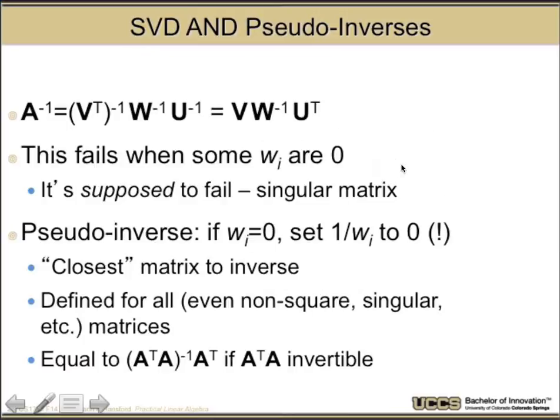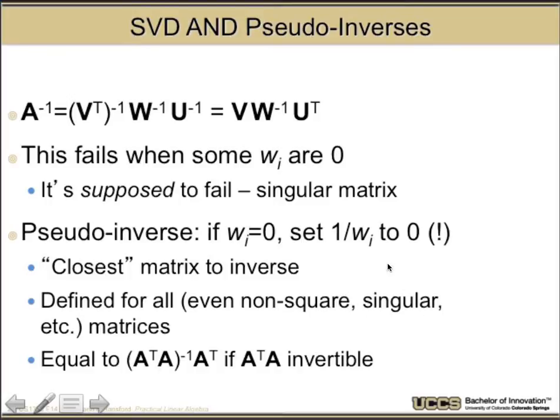But if I look at the way the singular value decomposition works, when WI is 0, or actually if it's very small, instead of setting 1 over WI to infinity, we're going to set it to 0, because we can't do this stuff with infinity. So whatever the number, instead of making it really big, we're going to set it equal to 0. And it turns out that this will give us the closest matrix to the inverse in terms of the Frobenius norm. But it's the closest matrix we can get.